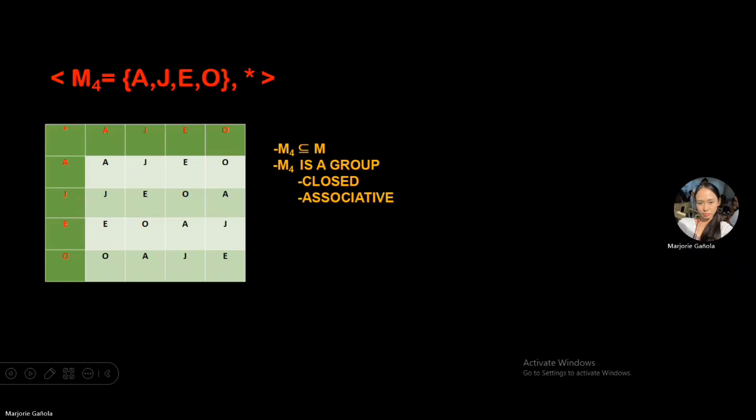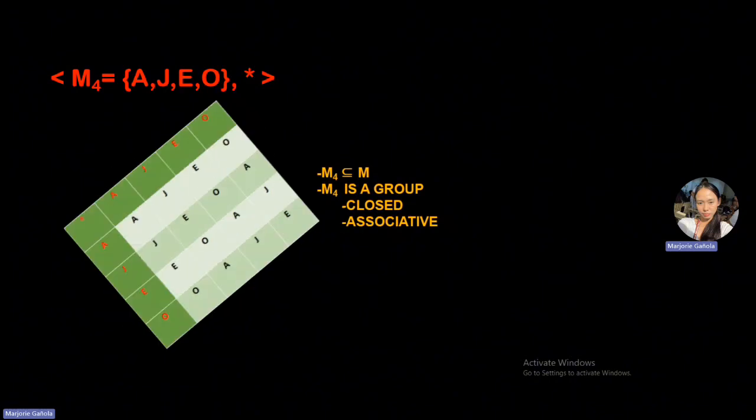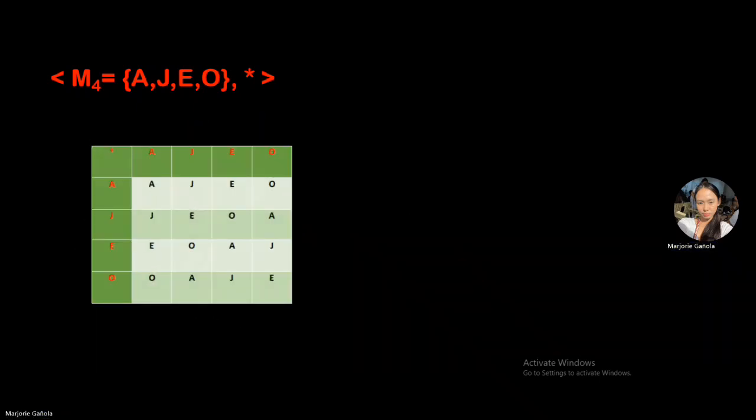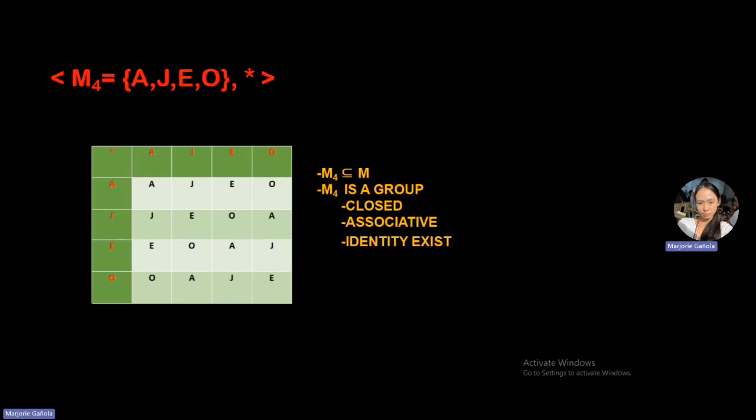Is this associative? To check if it is associative, we're going to flip the table 180 degrees and interchange the rows and columns. There we go. The table or the elements inside will still look the same as the original. So it is indeed associative. It also has an identity element, which is A.